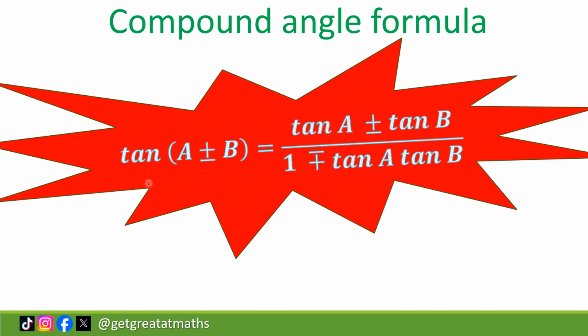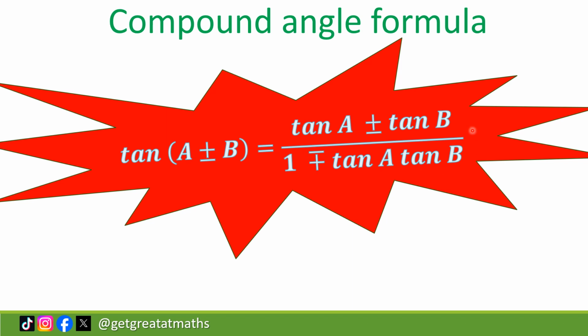The last of the compound angle formulae is tan of A plus or minus B is equal to tan of A plus or minus tan of B, over 1 minus or plus tan of A tan of B. Which means tan of A plus B is tan of A plus tan of B, divided by 1 minus tan A tan B. So you use the signs at the top. If I was going to subtract, I've got tan of A minus B is tan of A minus tan of B, all divided by 1 plus tan of A tan of B.